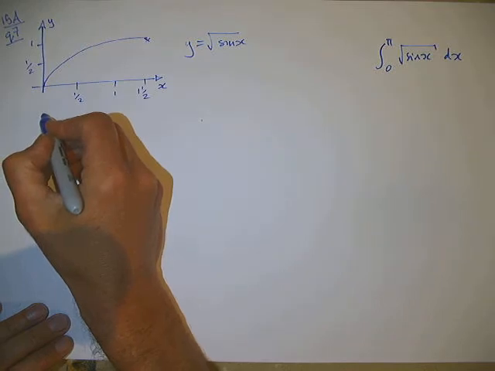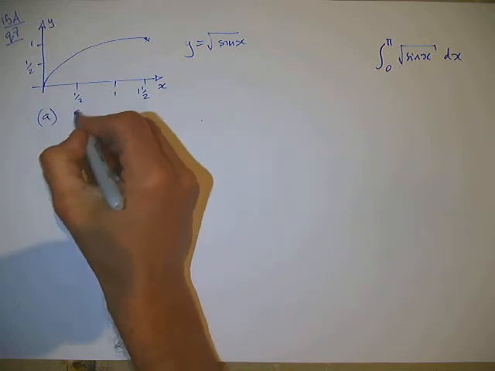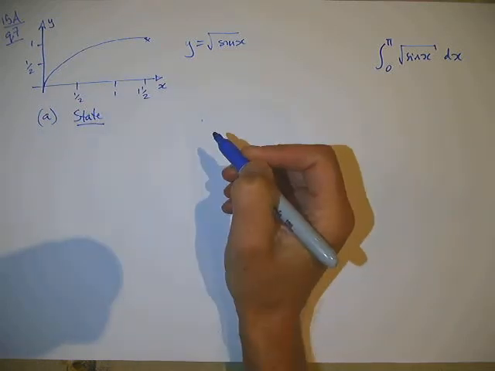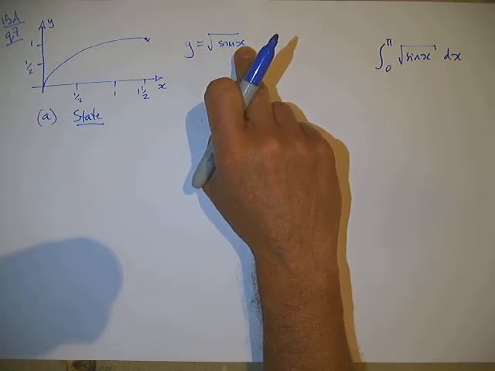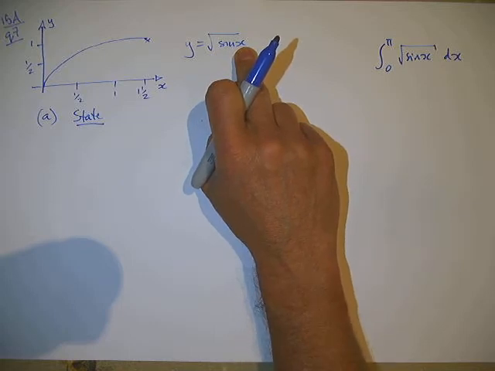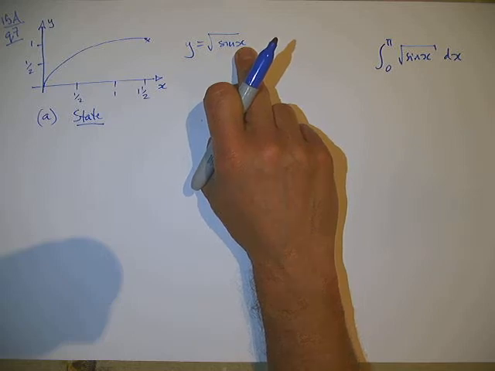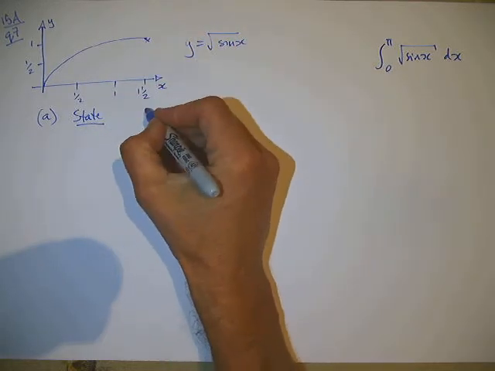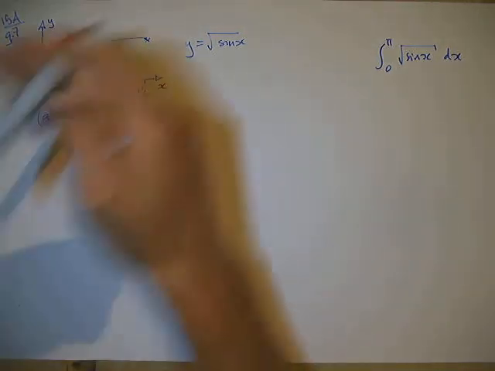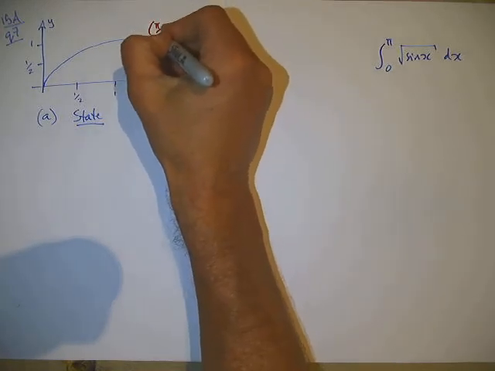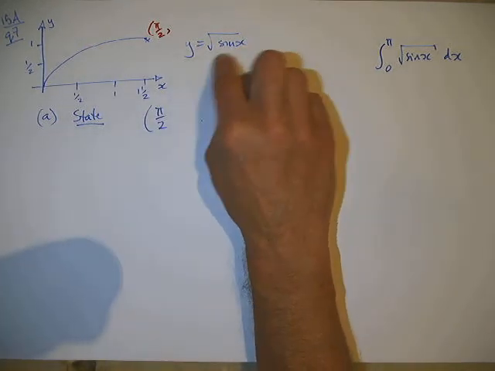And part A of the question says state the maximum value. Okay, state implies no working involved. Sine x would have a maximum value at pi by 2. We should know the shape of sine x. So the square root of all those values will still have a maximum value at pi by 2. So we've got pi by 2 as the x coordinate of that point. If we put pi by 2 into this, sine of pi by 2 is 1, the square root of 1 is 1.